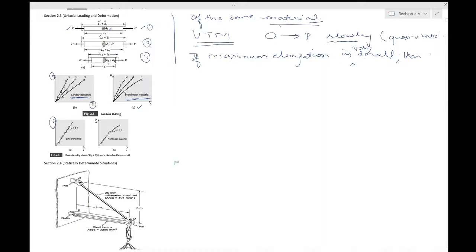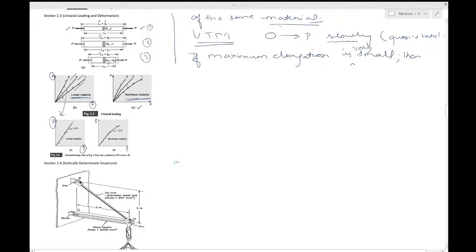And similarly, you want to divide the delta by the original length. In this case, it will be L1, L2, and L3. So you will have delta 1 by L1, delta 2 by L2, and so on. Once you do this, you will notice that all the three curves actually represent the same line. Meaning, if you divide the load by the area and the displacement of the bar by the original length of the bar, then you get just one single line. So all your data points will then lie on this one single line.